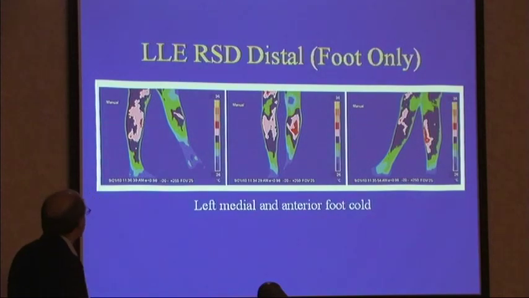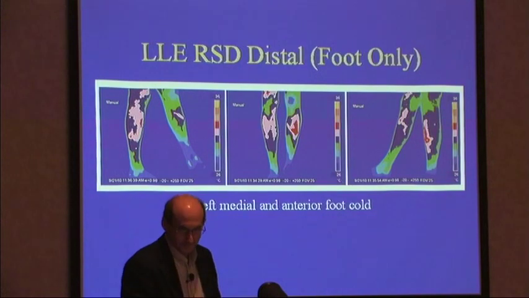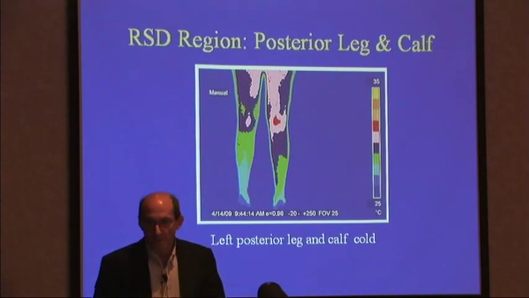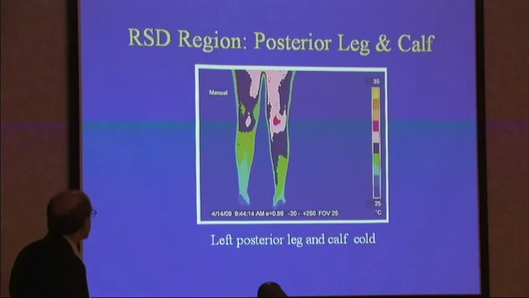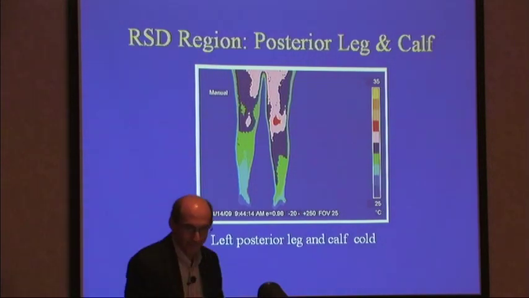Here we see the left lower extremity of the distal foot only, where it's not showing up in any views other than the medial dorsal aspect of the foot. Here's a region where we see primarily a change in the posterior leg and calf. And again, just always refer to your color bar, your palette bar. Each color is 1 degree centigrade change. They're supposed to be the same.